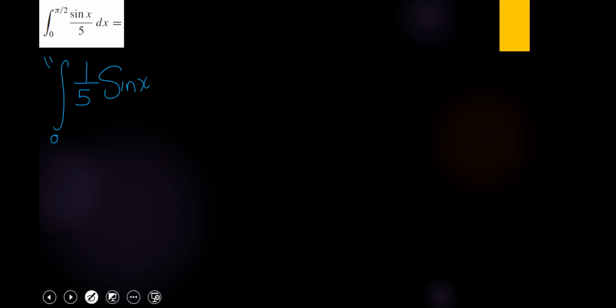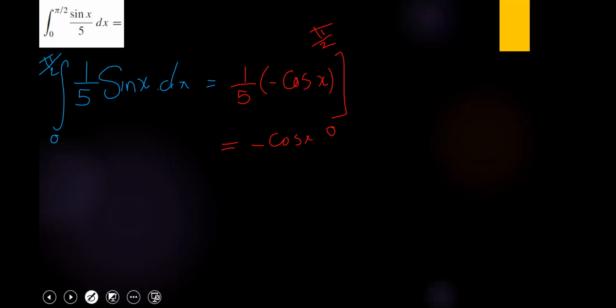Let's now solve this integration here. The integration of sine x over 5 from 0 to pi over 2 dx. Let's put 1 over 5 times sine x, and integrate it from 0 to pi over 2 dx. Now, what's the integration of sine? Negative cosine. So it is 1 over 5 times negative cosine x, from 0 to pi over 2. So it will be negative cosine x over 5 from 0 to pi over 2.